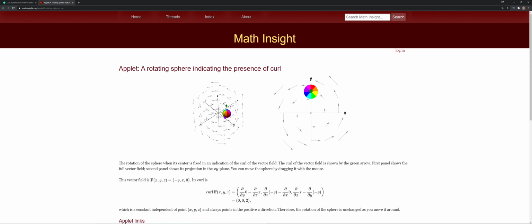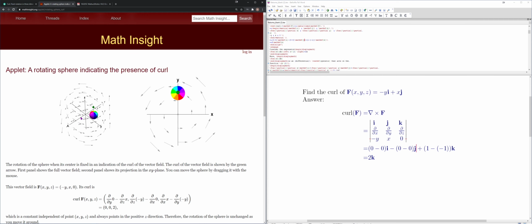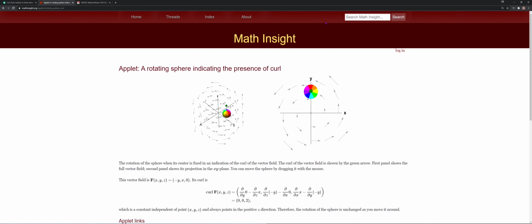So how do you interpret curl? Well, this ball over here is rotating with a certain amount of angular velocity. At any given point, it will be rotating at a constant angular velocity, and this constant angular velocity is proportional to the magnitude of the curl vector. So remember, we worked out the curl vector to be 2k. For this particular example, the angular velocity is proportional to curl. As a matter of fact, it's half the magnitude of the curl.